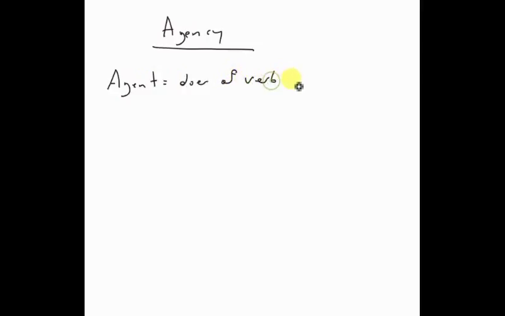In this video we're going to cover agency. Agency is used to define who the doer of the verb is in the passive voice. So the agent, as we said before, is the doer of the verb in the passive.